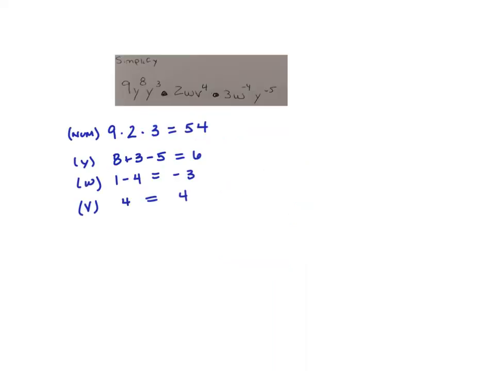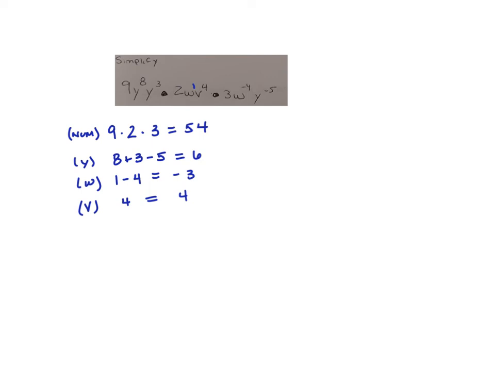So Jen, this problem, again, they asked you to simplify. So the first thing you do is you multiply the numbers together. So I did 9 times 2 times 3, which gives me 54. Then you have to add the exponents for each of the variables separately. So for y, I have an 8, a 3, and a -5, which gives me a total of 6. And then for w, I have a 1. I know they didn't put an exponent there, but it's a 1. And then a -4, which gives me a -3. And then the v only had a 4, so that gives me a 4 for the v.